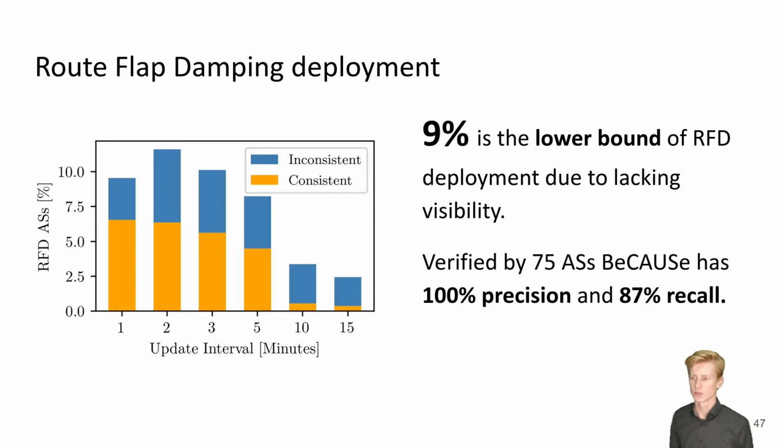We have validated our results with ground truth, which we have obtained directly from network operators, because it achieves 100% precision and 87% recall. 9% route flap damping deployment is likely an underestimate, as the 87% recall suggests. For example, ASs that have even less aggressive parameters or only dampen customers are invisible to our setup.